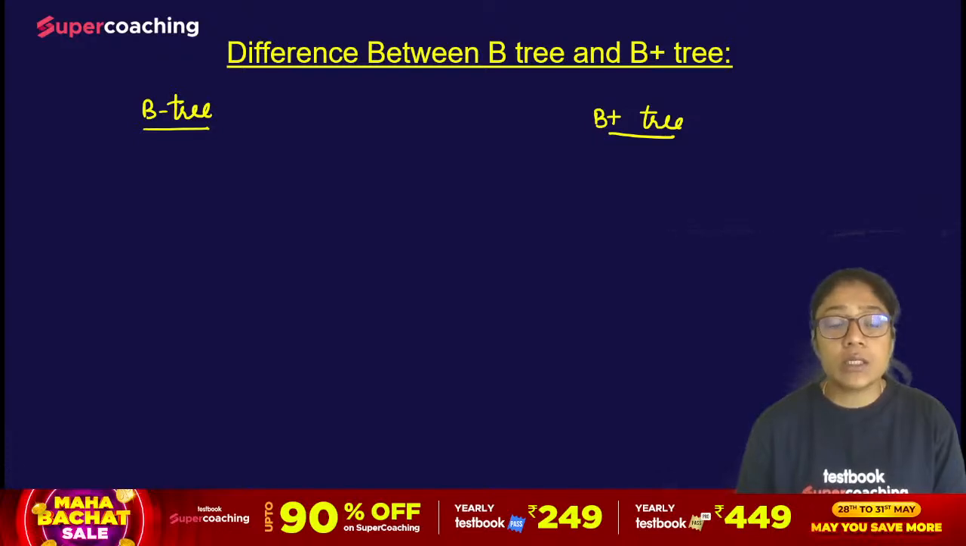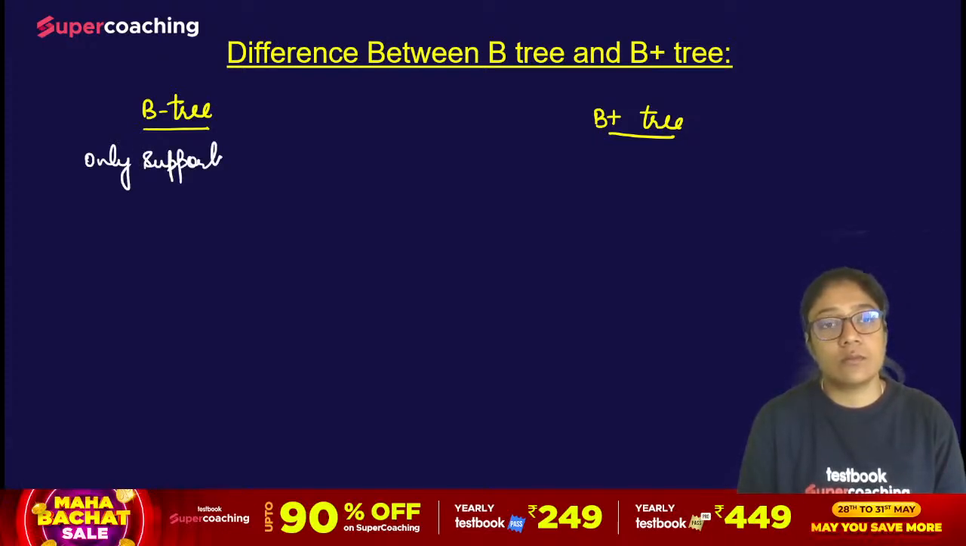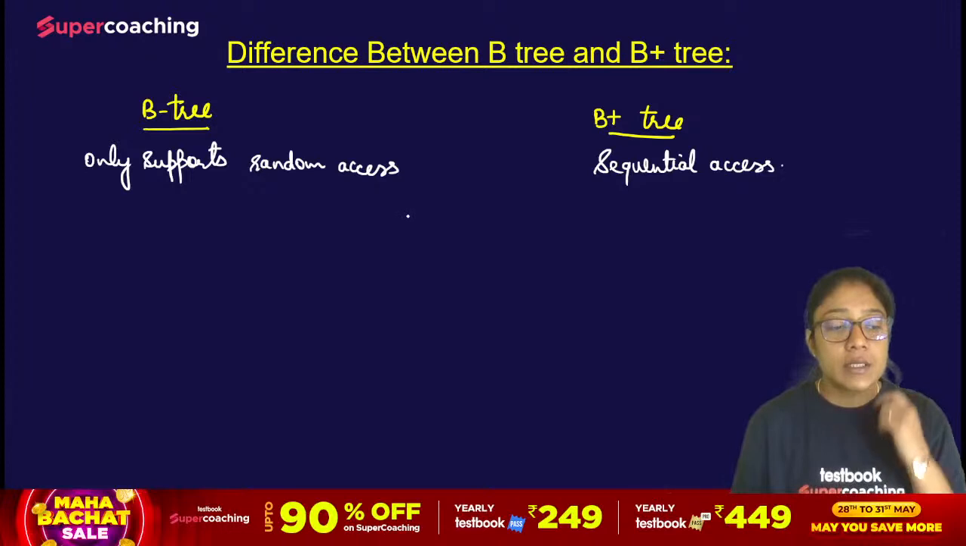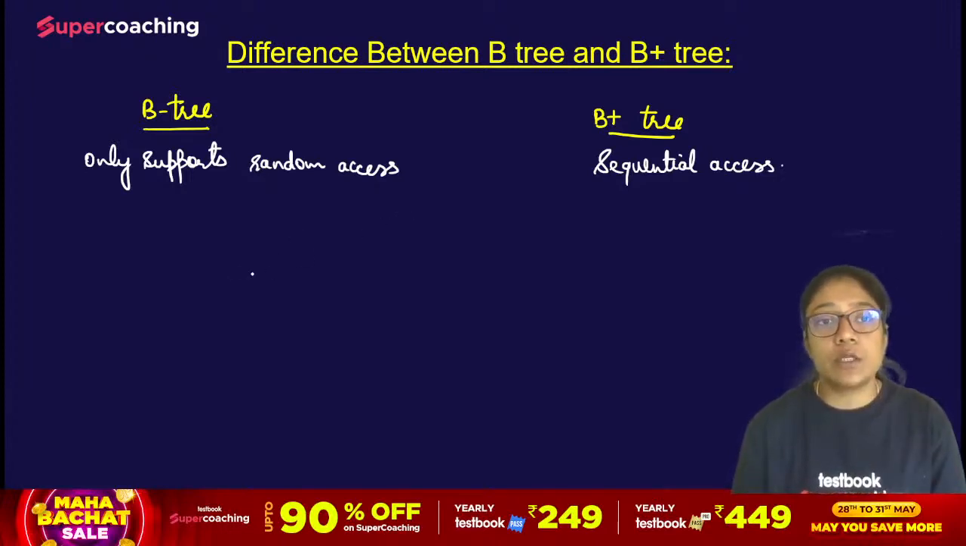The difference is that B tree does not support sequential access. It only supports random access. Whereas in case of B plus tree, we do have the concept of sequential access. Sequential access is also possible. Okay, that is the major difference. ये difference कहाँ से आया? It's coming from the structure of a node. When we are talking about a node, the node can be a leaf node or an internal node.